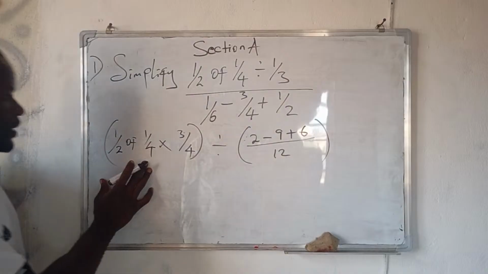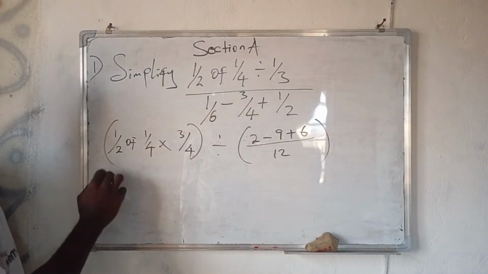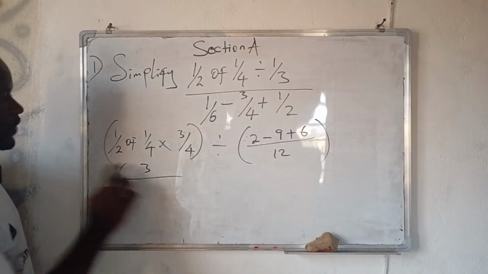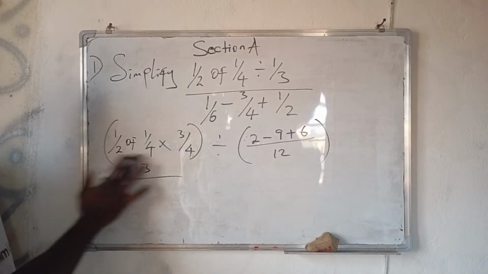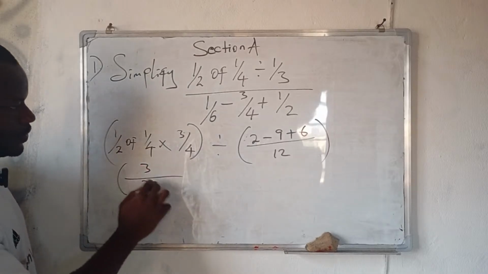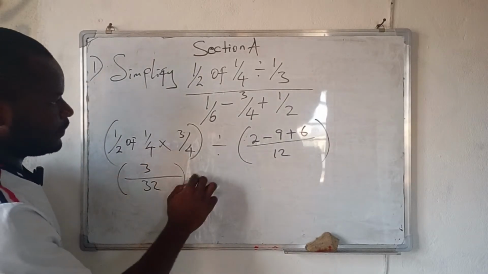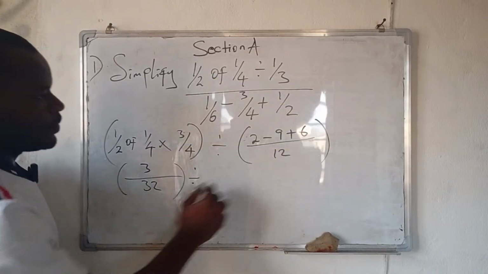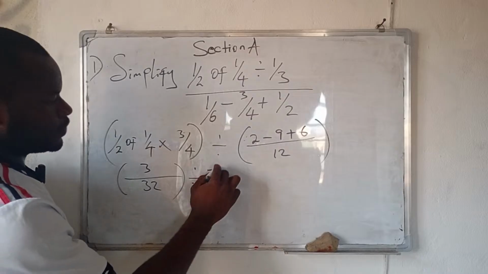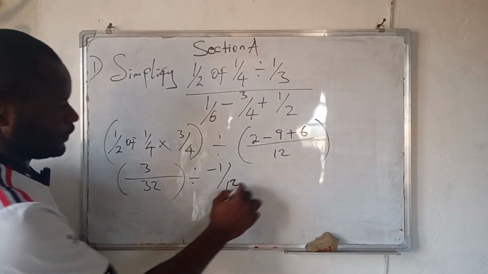Then we move to this. Here we have 1 times 1 times 3, which gives us 3, all divided by 2 times 4, 8, times 4, we have 32. The whole of this is divided by, here we are left with minus 7 and minus 1/12.